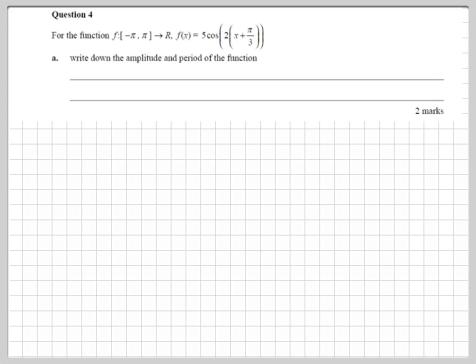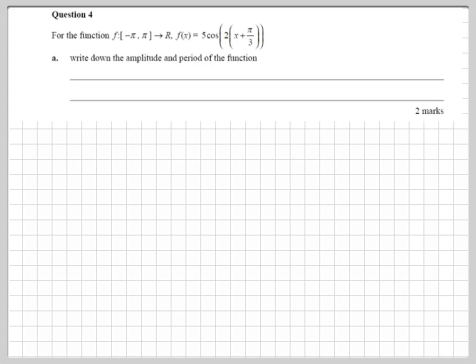Question 4, okay? Okay, it looks like we've got a trig function here. x goes from minus pi to pi. We've got f of x equals 5 cos of 2 into x plus pi on 3. Right, well that's an interesting looking beast, isn't it? We've got to write down the amplitude and the period. Looks like 1 mark each. Well, that's pretty easy. They're easy marks, guys.